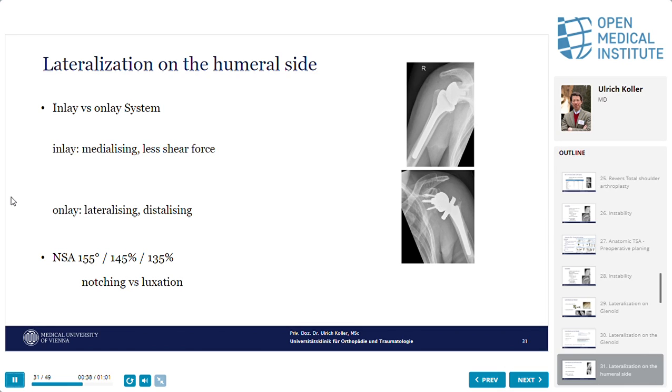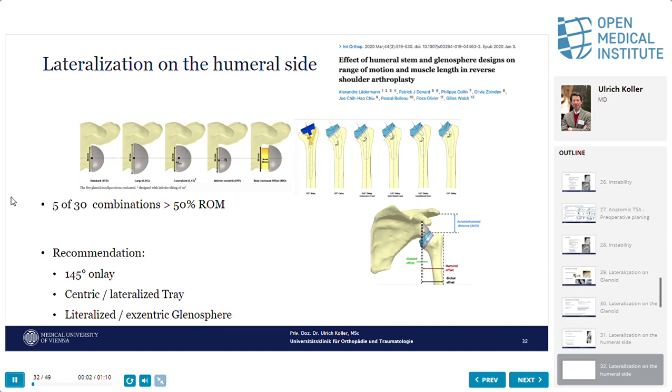So the lower the degree of inclination, the more flexion you have, but you put the shoulder at risk to luxate again. So with 145, it was shown that you have the best stability of range of motion. This is an interesting study, but it is just a computer animation study. It is not from in vitro.